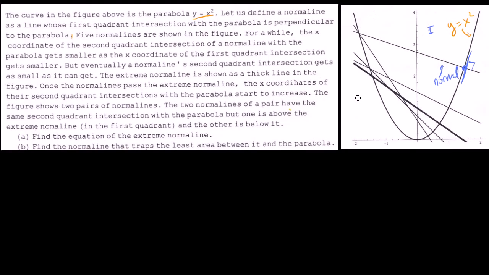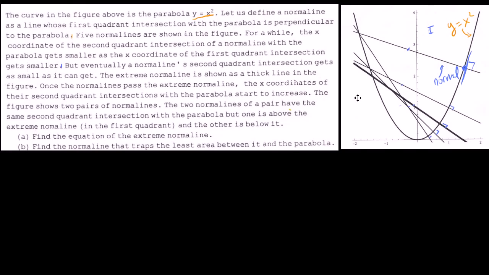Normal line. Fair enough. 5 normal lines are shown in the figure. 1, 2, 3, 4, 5. Good enough. And these all look perpendicular or normal to the parabola at the first quadrant intersection. So that makes sense. For a while, the x-coordinate of the second quadrant intersection of the normal line with the parabola gets smaller as the x-coordinate of the first quadrant intersection gets smaller. So let's see what happens as the x-coordinate of the first intersection gets smaller.